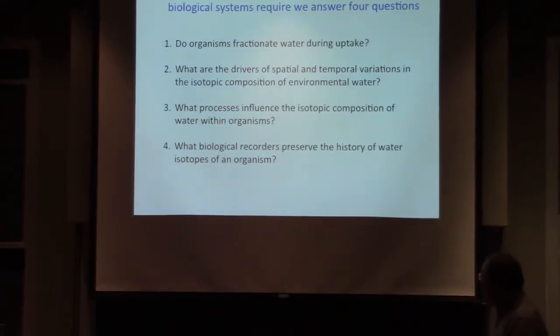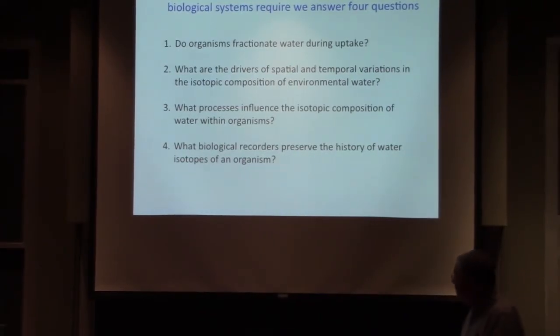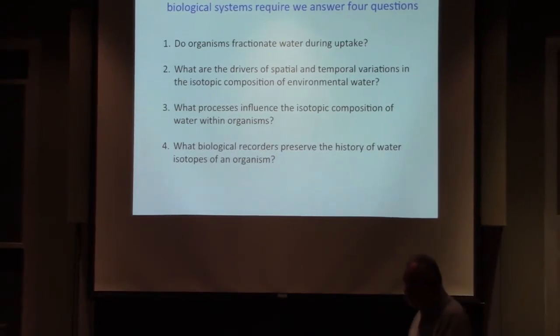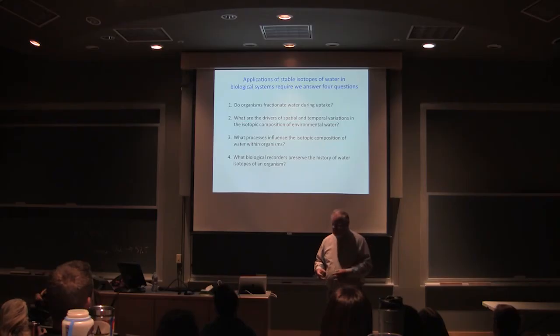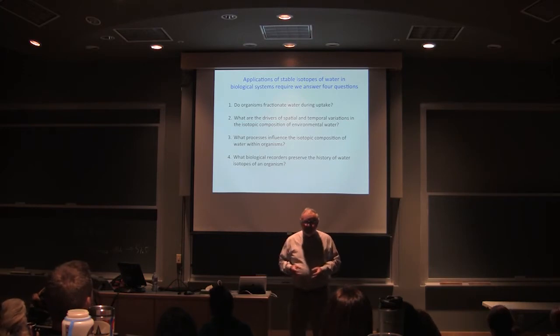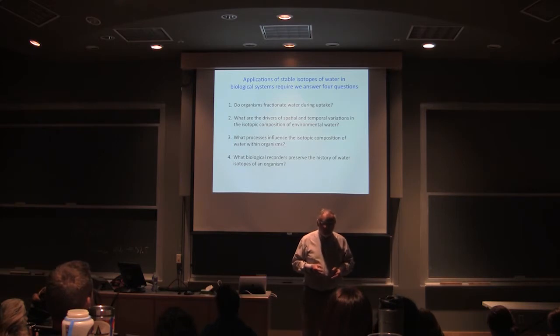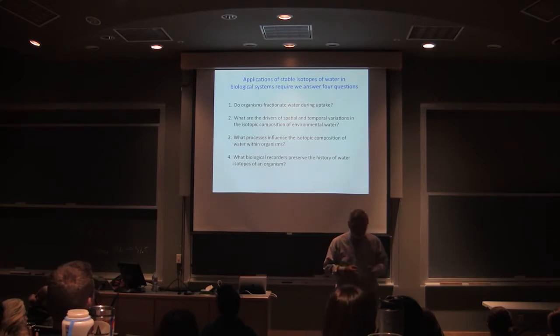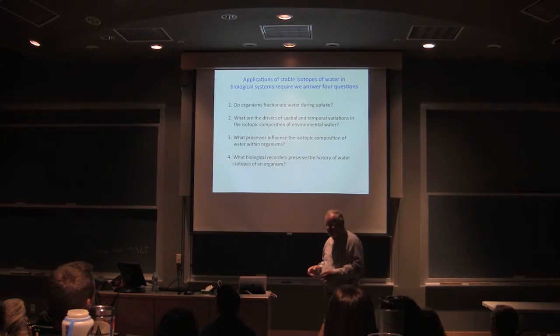Third, what processes influence the isotopic composition of water within organisms? Okay, an organism's now consumed it. What other kinds of processes do we need to be aware of that are going to change the isotopic composition of body water? Whether it's a microbe or whether it's a human. Ideally, there's no fractionation process, so whenever you measure the water inside an organism, it's exactly the same as the environment. That's not the case, though. In no organism is that the case.